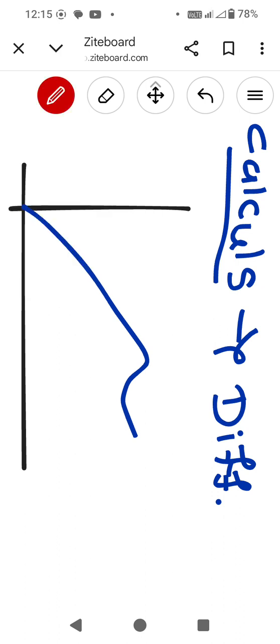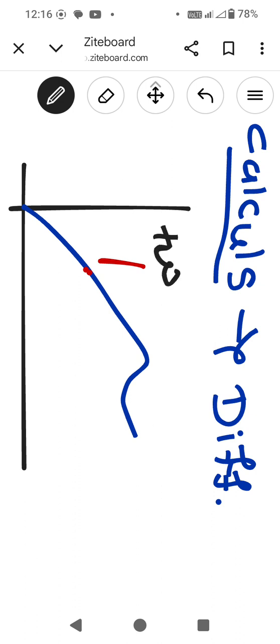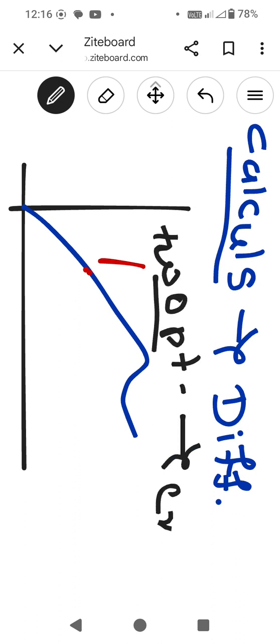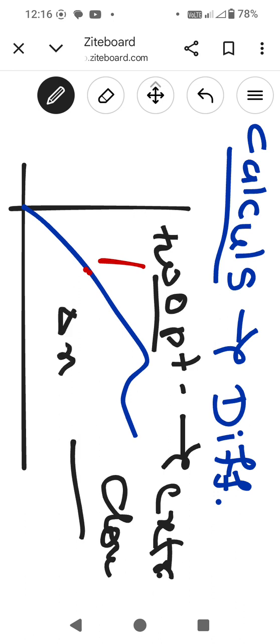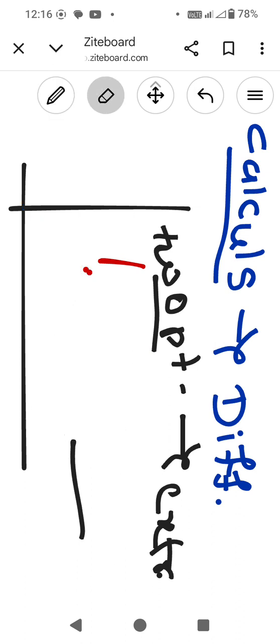In such types of cases, I take these two points extremely close, such that the distance between both points is approximately 0. Sorry for the external sounds.